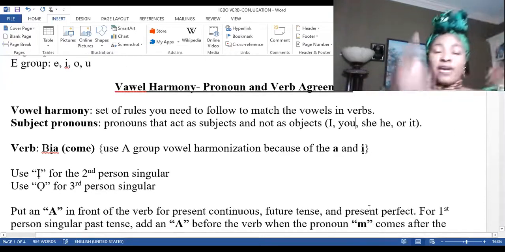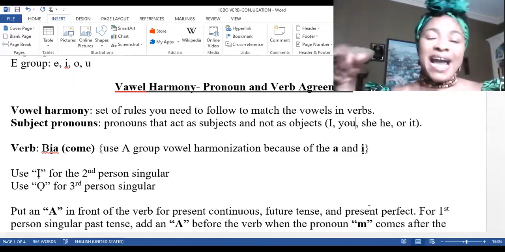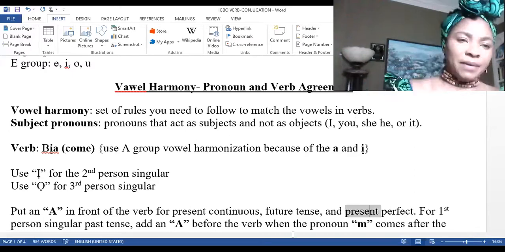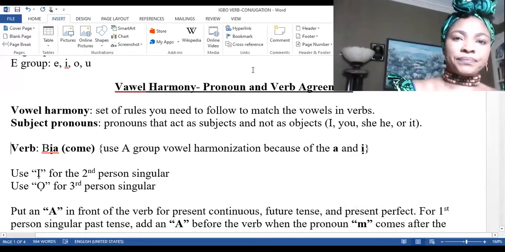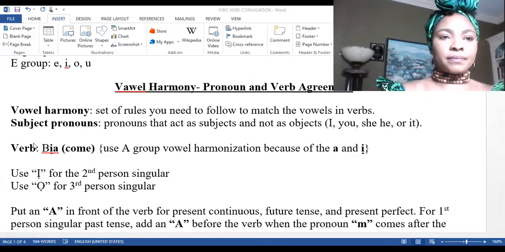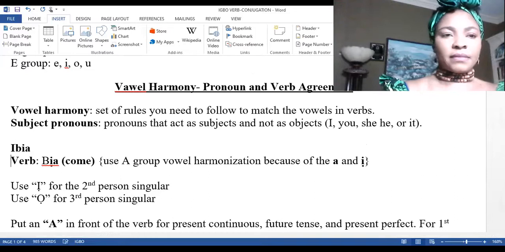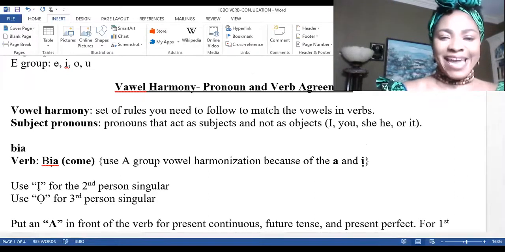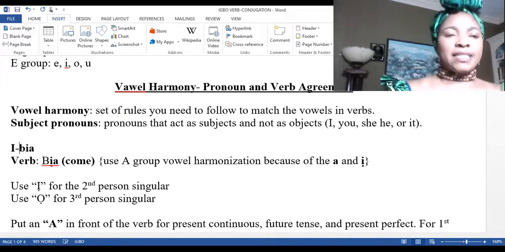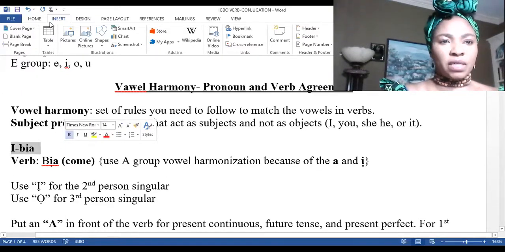Okay, now, for example, when it comes to the verb bia, abia is to come. Okay, let me put it here. We're going to say abia, and abia is to come. So the A here, remember what we did last time? When you separate the A here, I hope it's big enough. Let me make it bigger. I just want to make sure you see what I'm doing.